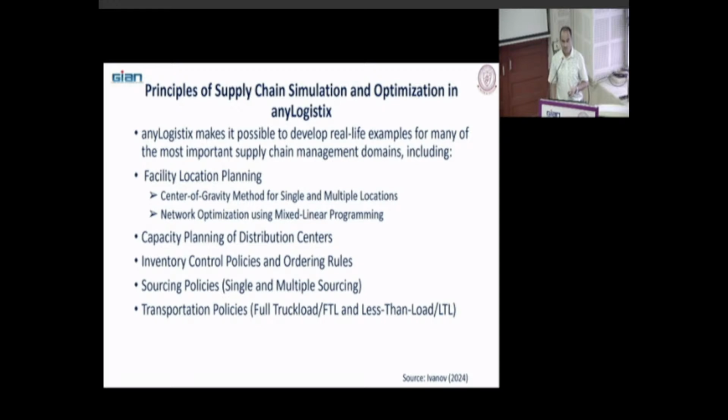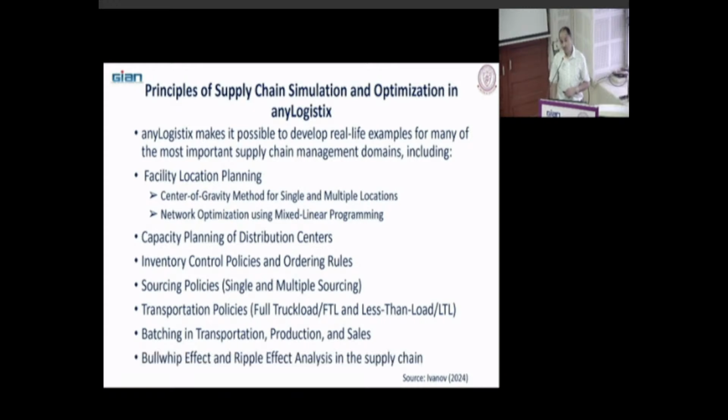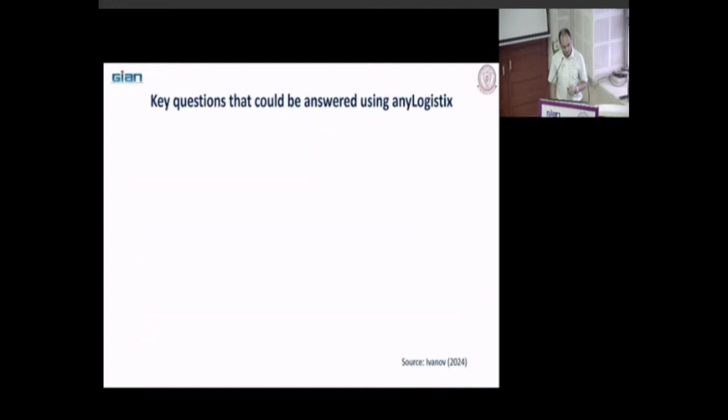Transportation policies, full truckload policy, less than truckload policy, and what could happen when you follow these kinds of policies. Batching in transportation, production, and sales, and the bullwhip effect and ripple effect. You can also do this, because these are part of your risk analysis.